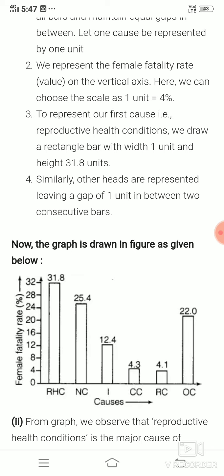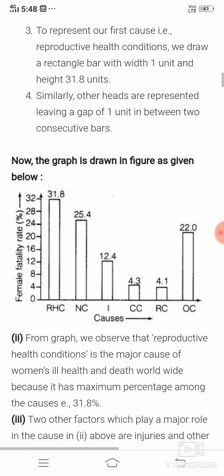Anyway, we should show the difference in height. For CC and RC, 4.3 and 4.1, the remaining ones we can easily draw. Only 4.3 and 4.1 are the ones where we need to show the difference. Height 4.1 is just below 4.3, we need to draw this one, right?